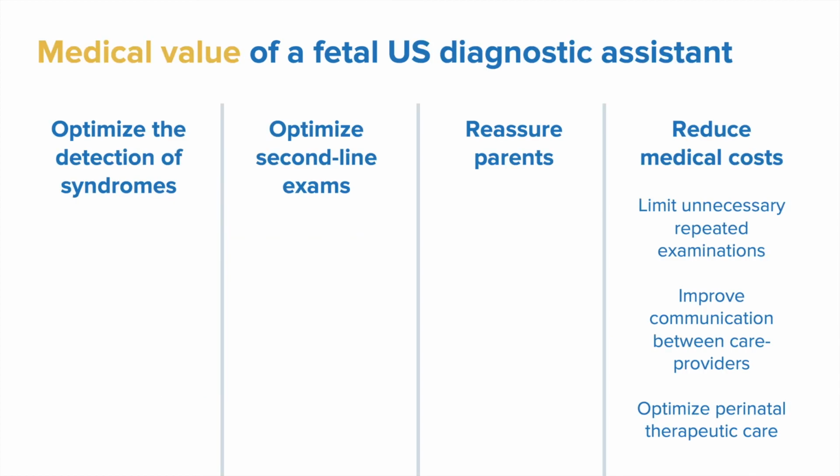There are multiple aspects of the medical value of our diagnostic assistant. Of course, we aim to improve the early detection of fetal syndromes, most of which are associated with lifelong handicap. But we also believe such a device will help improve second-line tests, such as targeted genetic testing, or second-line imaging, such as MRI. A significant benefit of Sonio lies in the parental reassurance, in case of a fetal anomaly, even benign, by providing a standardized examination that rules out hundreds of genetic associations.